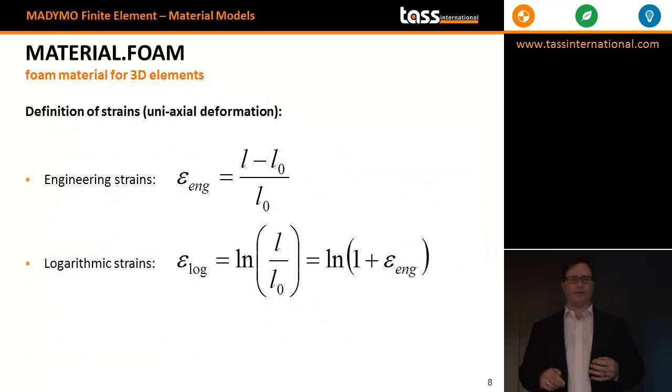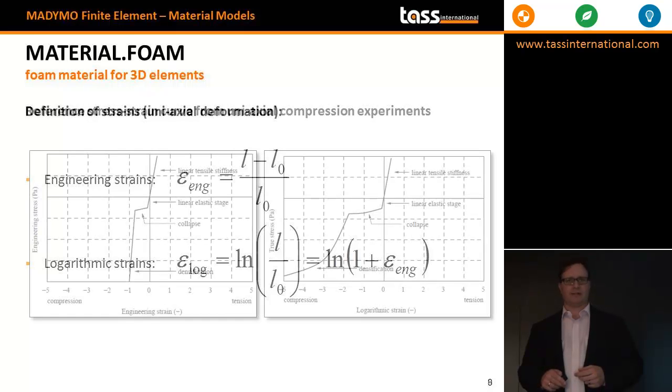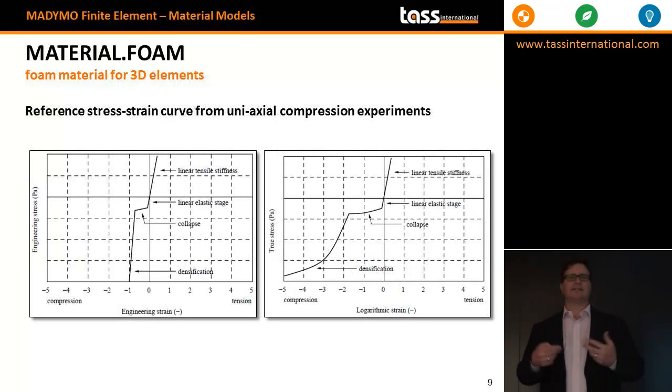Just a very brief recap of engineering and logarithmic Cauchy stresses is given here, where the engineering strain is the deformation divided by the original length, and logarithmic strains are defined by the current length divided by the original length, and then the natural logarithm of that. This translates into how a stress-strain curve is defined for this material. For example, on the left side you see a curve in engineering units, and on the right side you see the same curve in terms of Cauchy stresses and logarithmic strains.